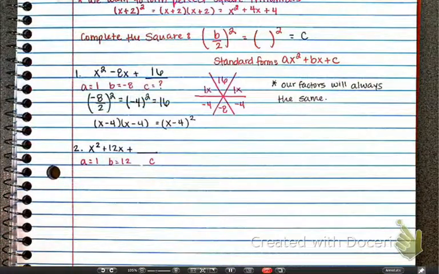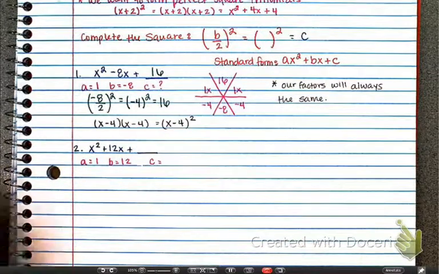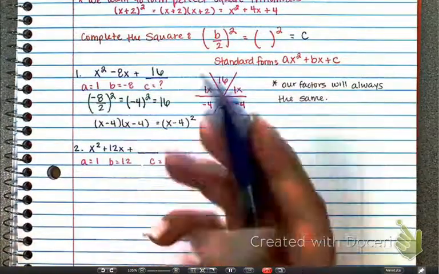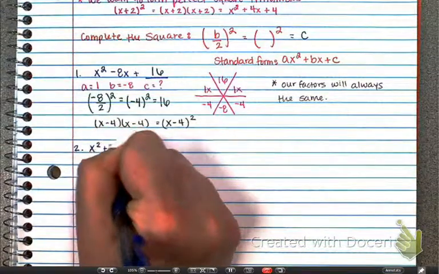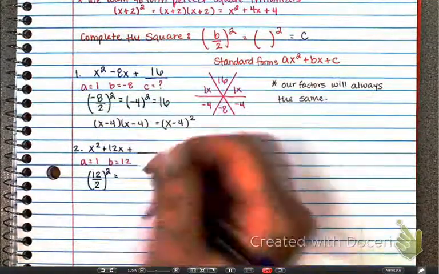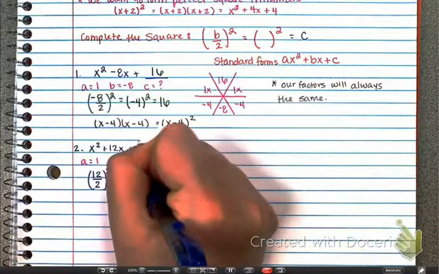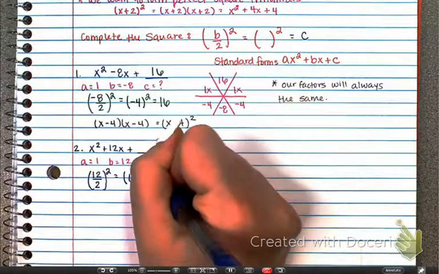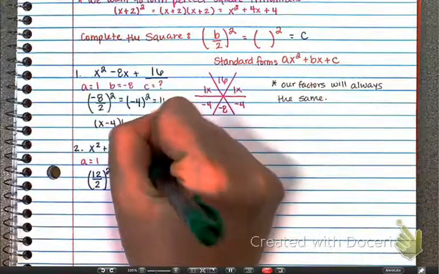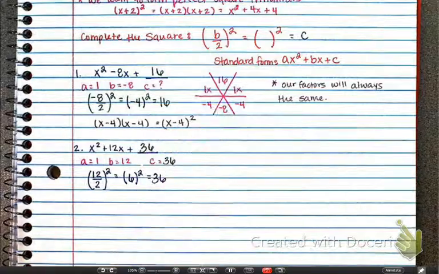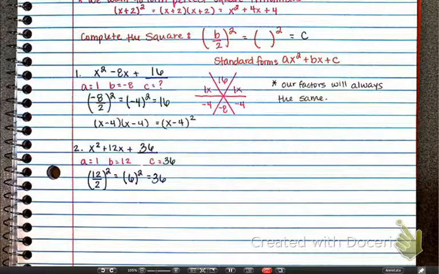C is what we're trying to find. So B divided by 2, so it's 12 divided by 2 squared. 12 divided by 2 is 6, and 6 squared is 36. So 36 goes in my blank, and 36 is my C. Okay. So step 1 is to fill in C, step 2 is to factor.